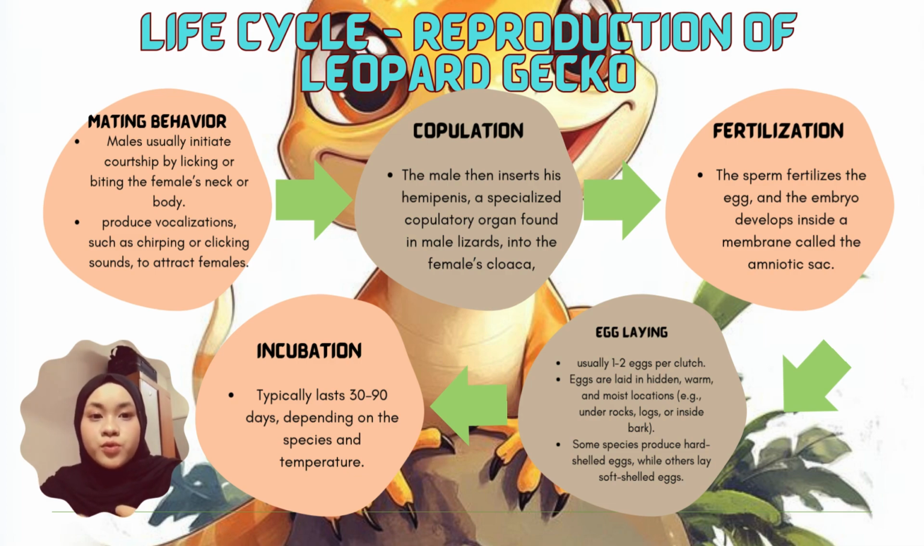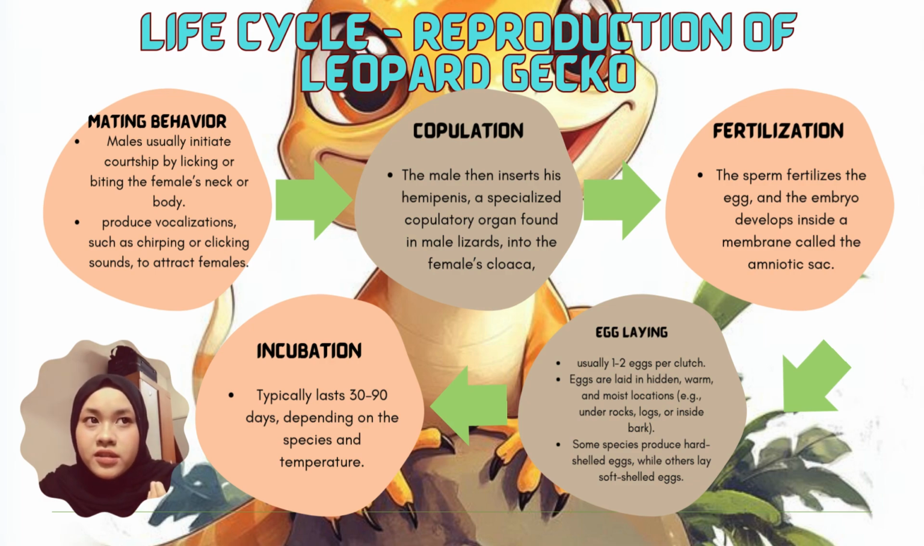For the first one is mating behavior. Usually at the start, the male gecko will lick or bite the female's neck or body. Apart from that, they also make a sound or vocalization such as a chirping or clicking sound to attract the female gecko. After that, they start the copulation.